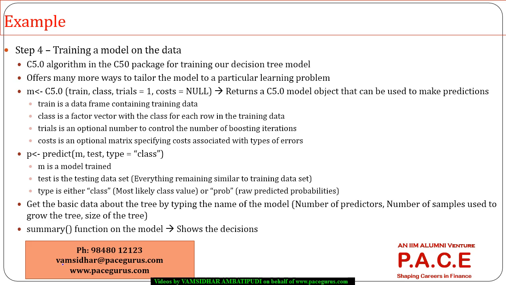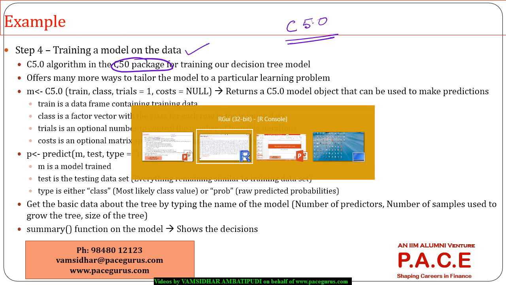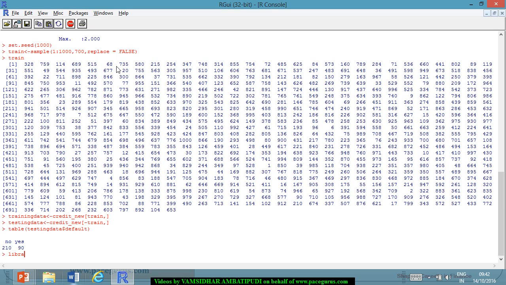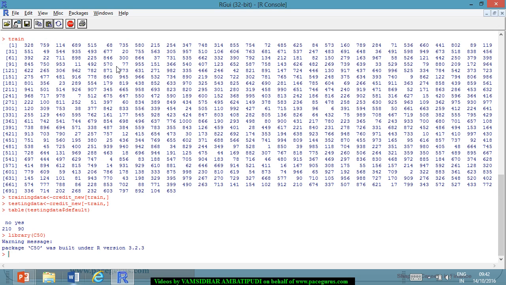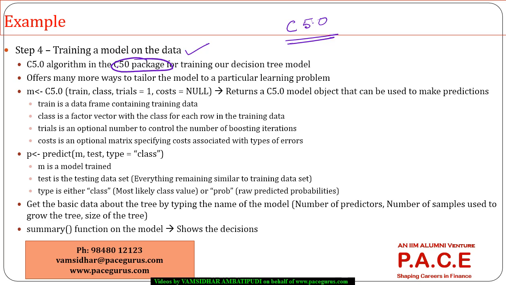Now I will move to my next step, where I will train my data. I'll train this C 5.0 algorithm on my data. The C 5.0 algorithm is present as a part of the C50 package. If you don't have it, you install it, whereas I already have it, so I am simply loading the C50. Okay, the C50 algorithm is loaded. So this is the C50 package.